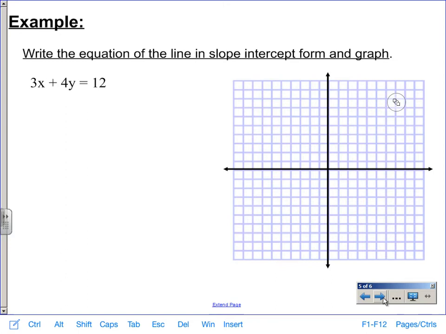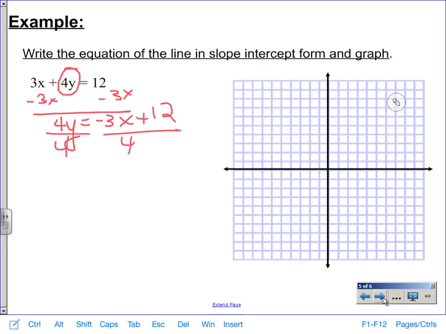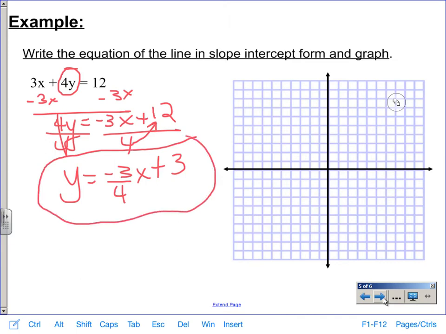Okay, so now we have to write the equation of the line in slope-intercept form and graph. So here's my y, and I want to get the y alone. The first thing I have to do is move anything added or subtracted, so I'm going to subtract 3x. My 4y comes down, and I'm going to put my x term first to put it in slope-intercept form. My y is still not alone, so I have to divide by 4, those cancel. y equals -3/4 x plus, 4 goes into 12 3 times, so that's my y-intercept, and here's my equation in slope-intercept form.